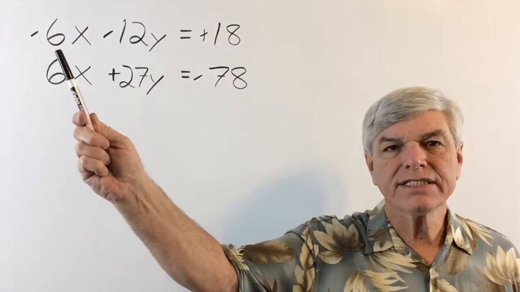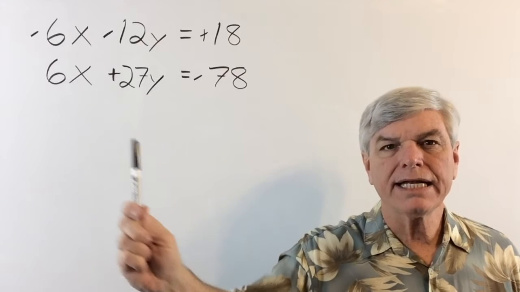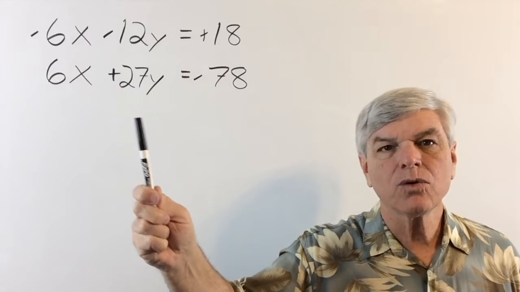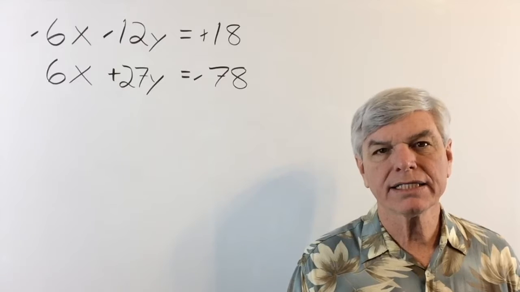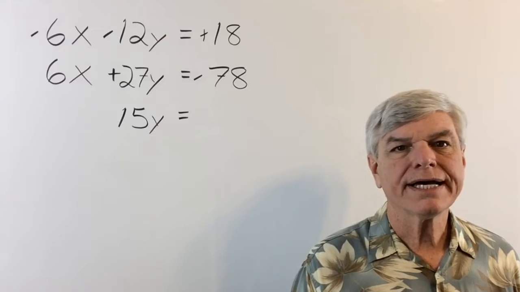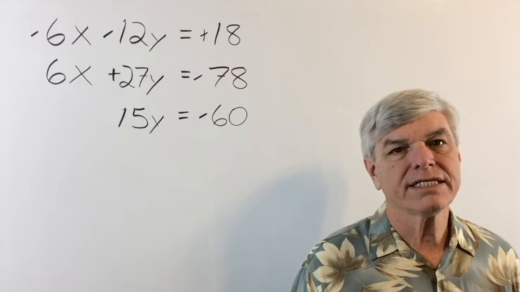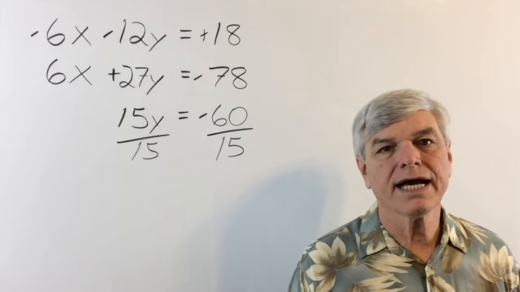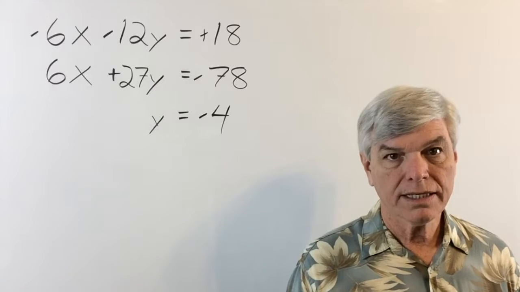Let's see, negative 6x and 6x is 0. So we're not going to bring that down. And negative 12y plus 27y is going to be positive 15y. Let's bring that down. Well, that looks good. And positive 18 and negative 78 is negative 60. Let's divide both sides by 15. That'll isolate that y, and negative 60 over 15 is negative 4.